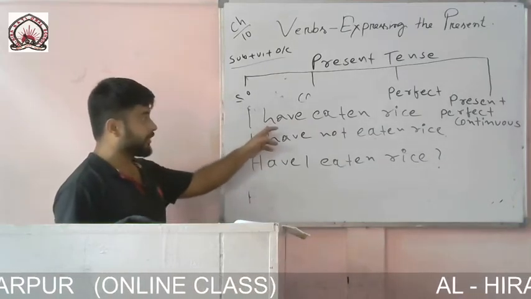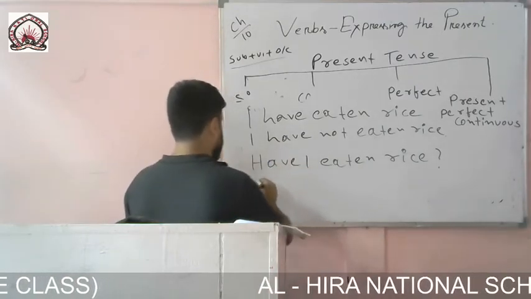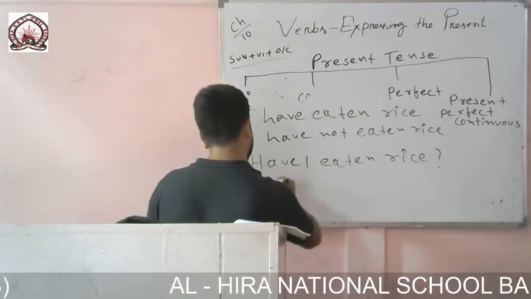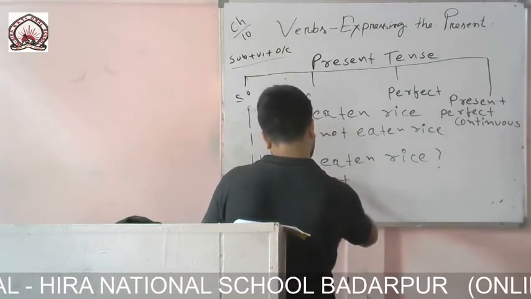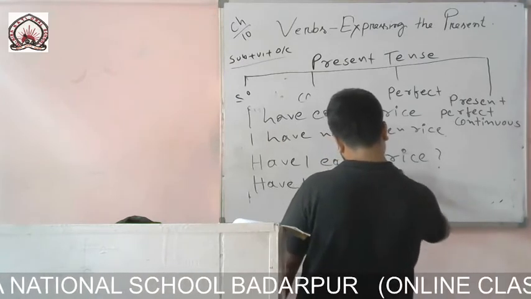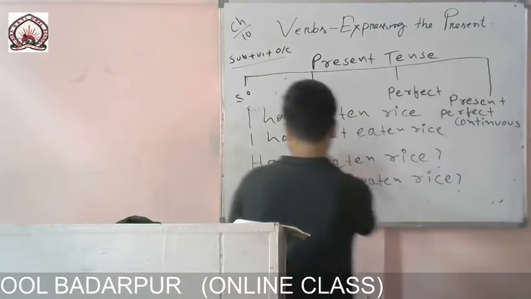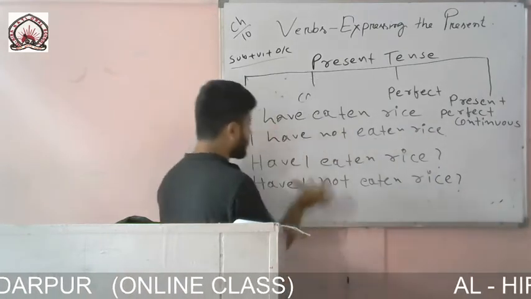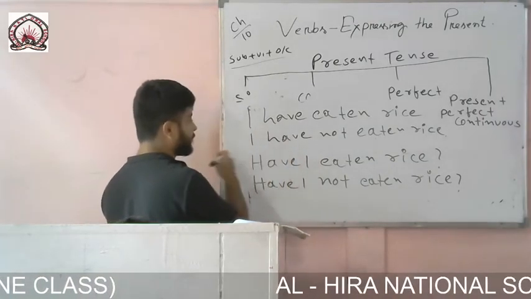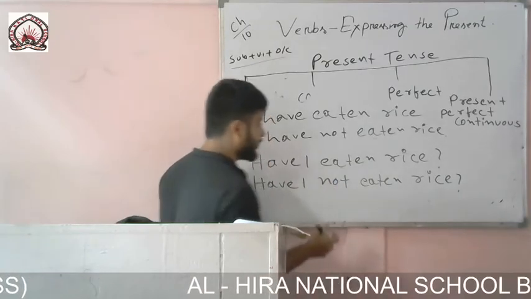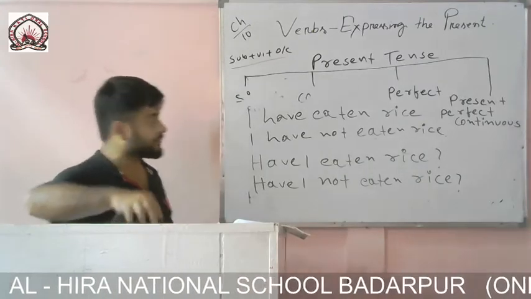Then if we want to change this one to interrogative negative, how do we change? We can change like this. Have I not eaten rice? This is the negative sentence: I have not eaten rice. What I have done here, I have brought the auxiliary verb have to the beginning and changed it to interrogative negative. Have I not eaten rice? Now present perfect continuous tense.